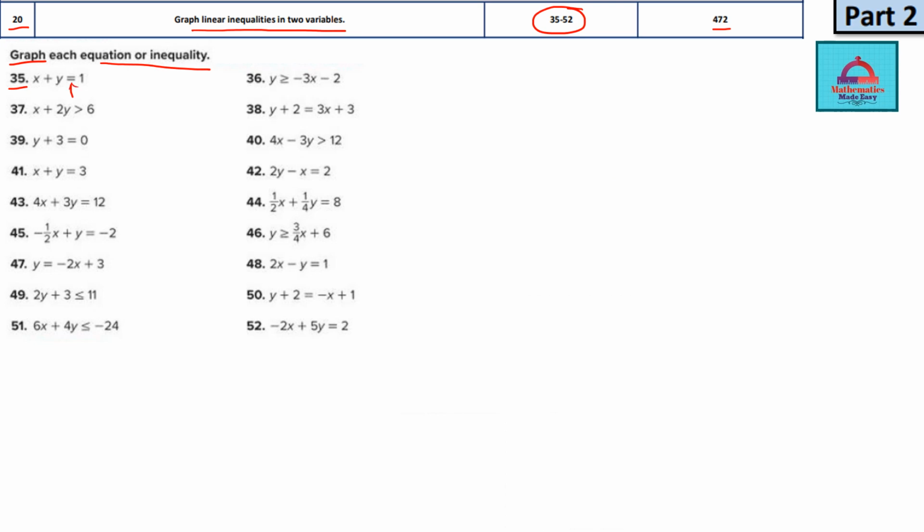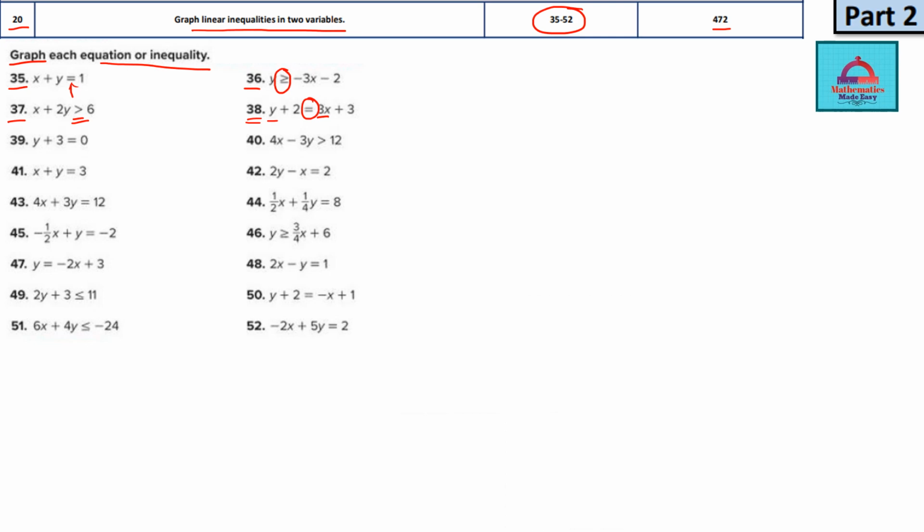Notice the equal to sign. Question 36 is a linear inequality. Notice the greater than or equal to sign. Question 37 is a strict inequality, it does not have equal to. Question 38, you have two variables x and y on both sides of the equation, so you will first make it into a standard form of equation and then draw the graph.